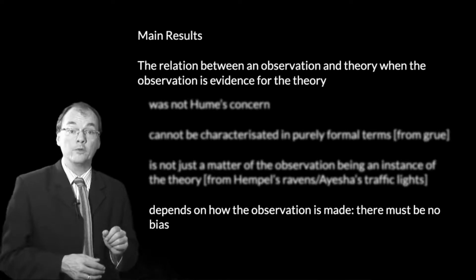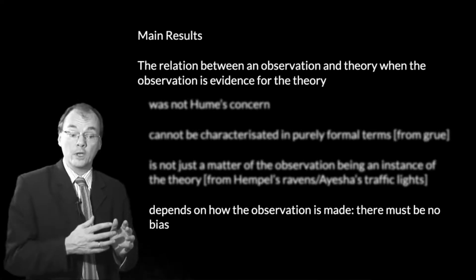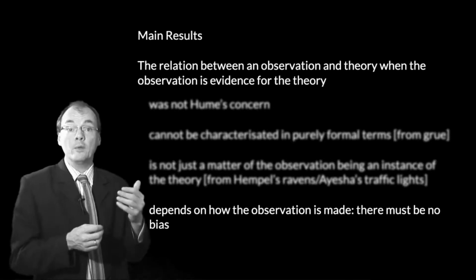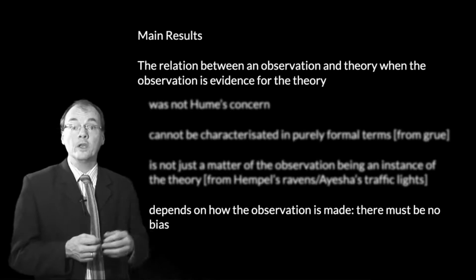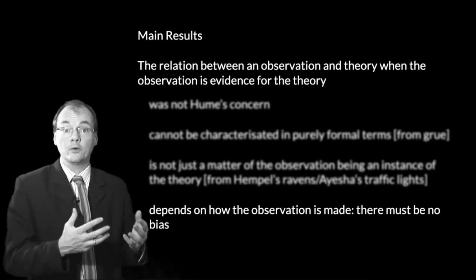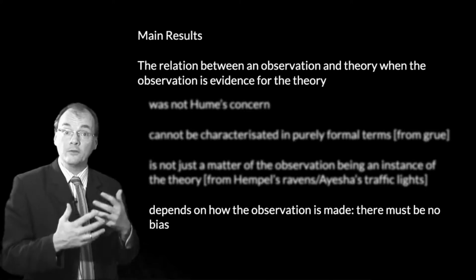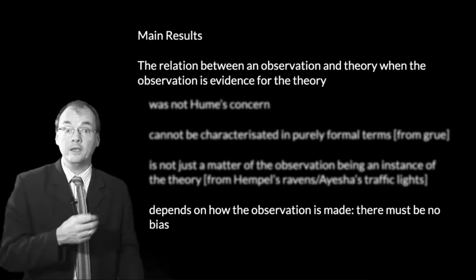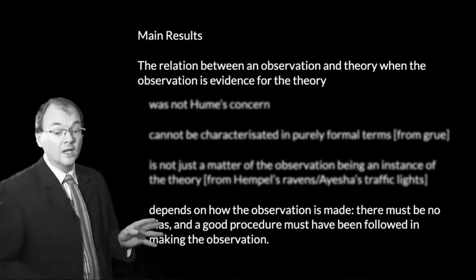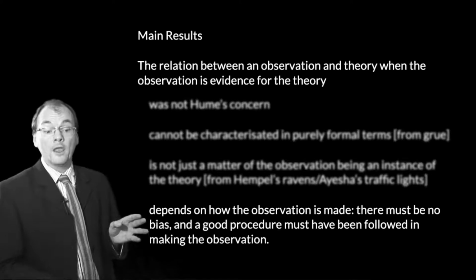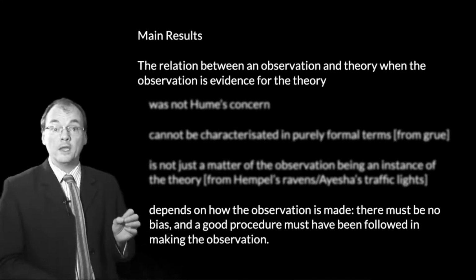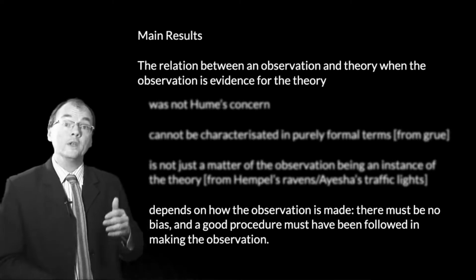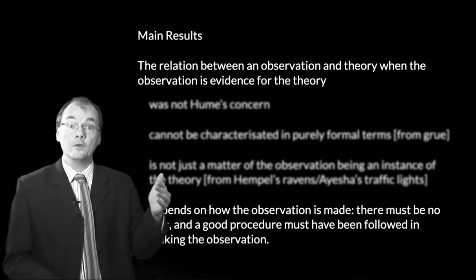And we've seen actually that there are two ways in which the relation of evidence depends on how the observation was made. First and more straightforwardly, there must be no bias. That's how we were able to respond so easily to Goodman's new riddle. It's very easy to say what's wrong with grue inferences. They're inferences which involve a bias in the way that observations are made and selected. Secondly, and this is the more subtle thing, a good procedure must have been followed in making the observation. In particular, you must have been following a procedure that would enable you in principle to confirm or refute the hypothesis.